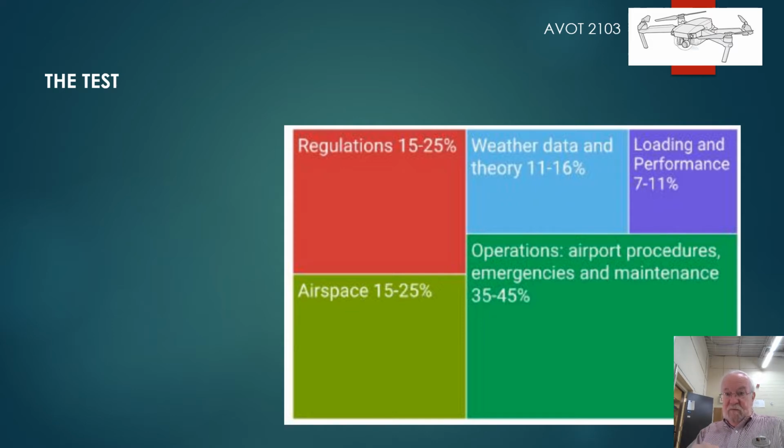But what I'm going to be going over several few weeks is all of these items here. Operations could consist of up to 27 questions about those: operations, airport procedures, emergencies, maintenance. That gives you a rough idea of what the test is going to consist of.